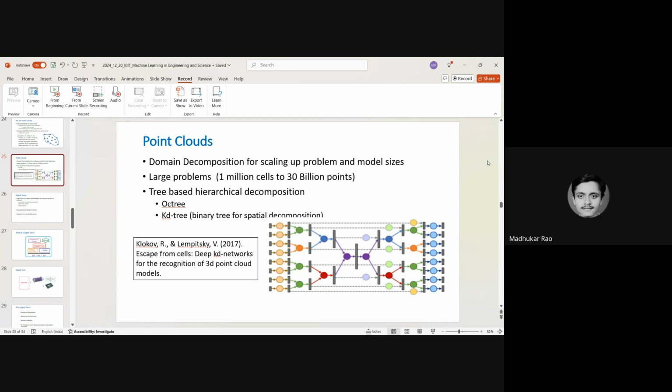So here we use special techniques called either graph neural networks or KD tree or octree kind of networks to do domain decomposition of the point cloud. And this is a very popular reference that I've cited here for that. So this is a useful way of solving point clouds, and we have used it in our own work.